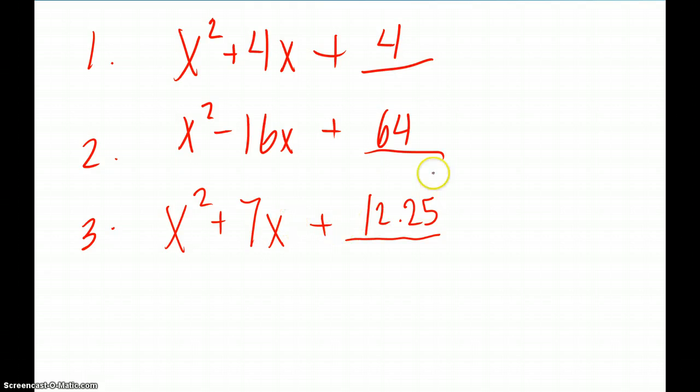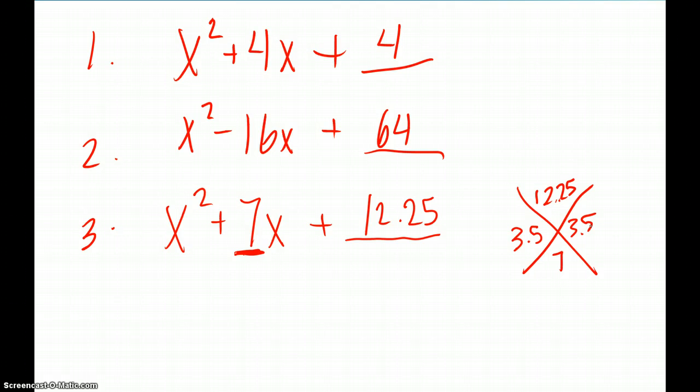Now, this is how they're going to be today. They're going to be a little bit uglier. You're going to get things like 3.5. And when you go to factor and you go to do 12.25 and 7, what multiplies to 12.25 and adds to 7, it's going to be really confusing unless you remember the fact that it's always just whatever you chopped in half here. So it's always going to be the 3.5 and the 3.5. That's definitely going to help you today. Okay, so keep that in mind.